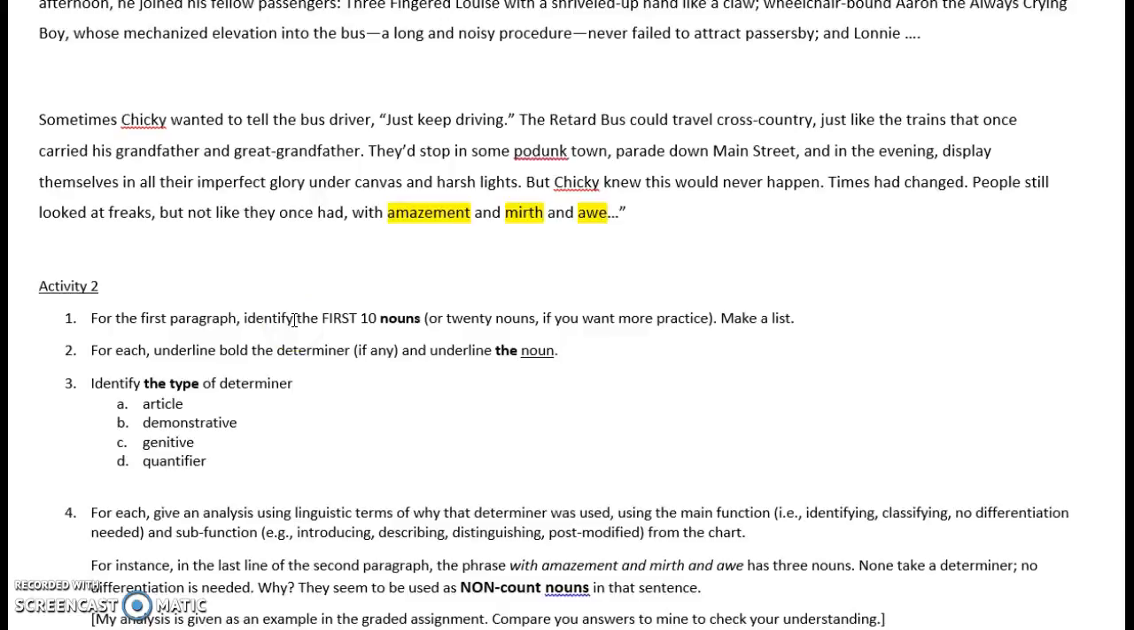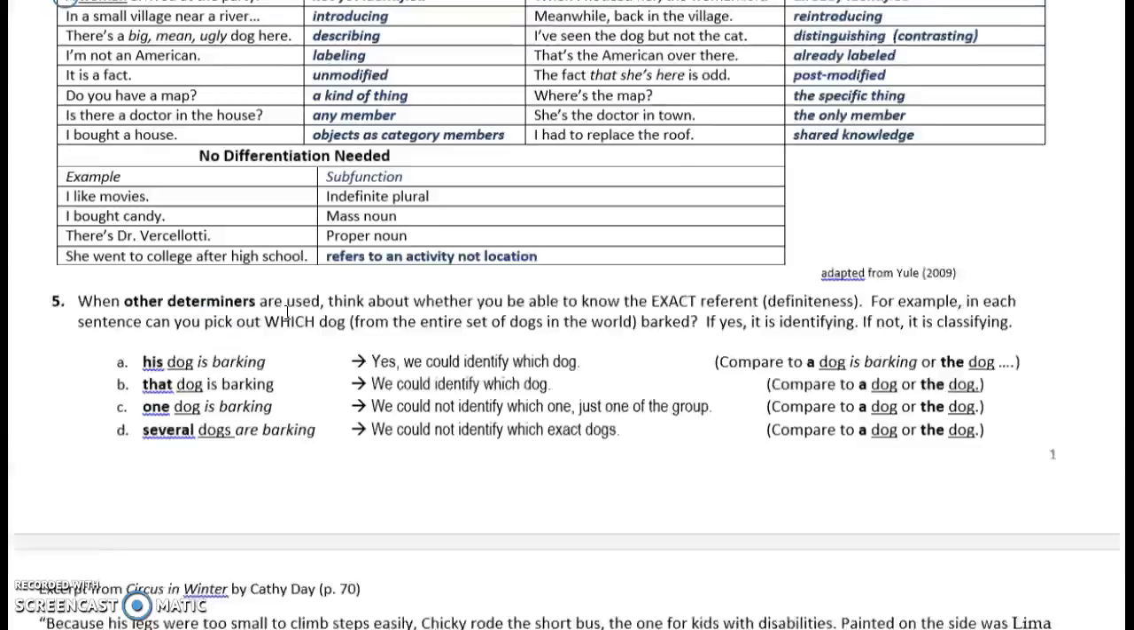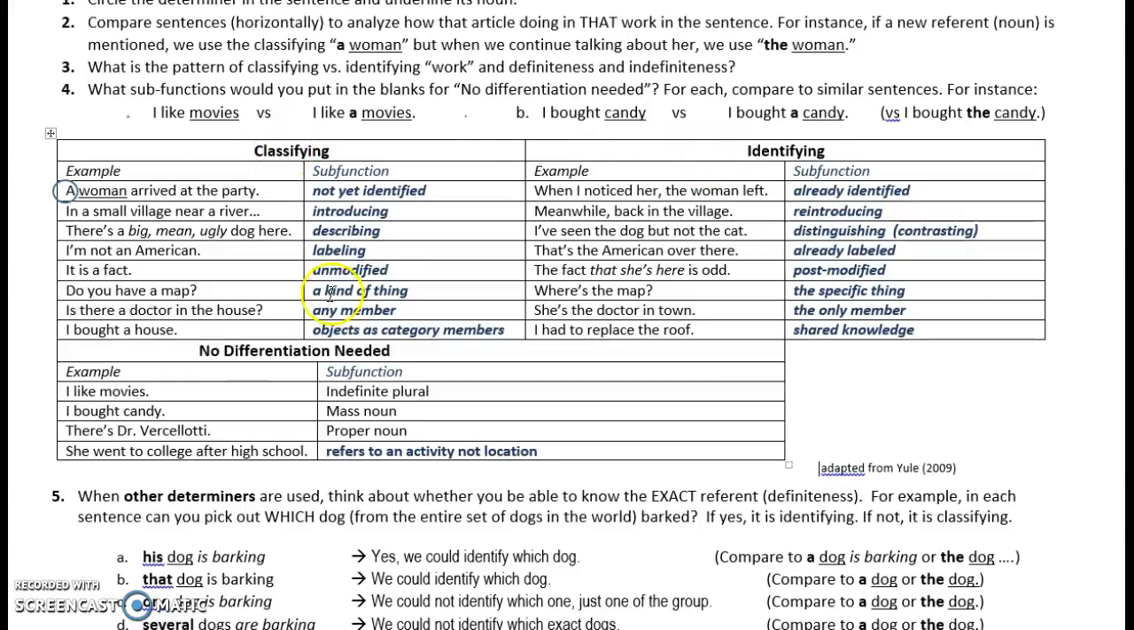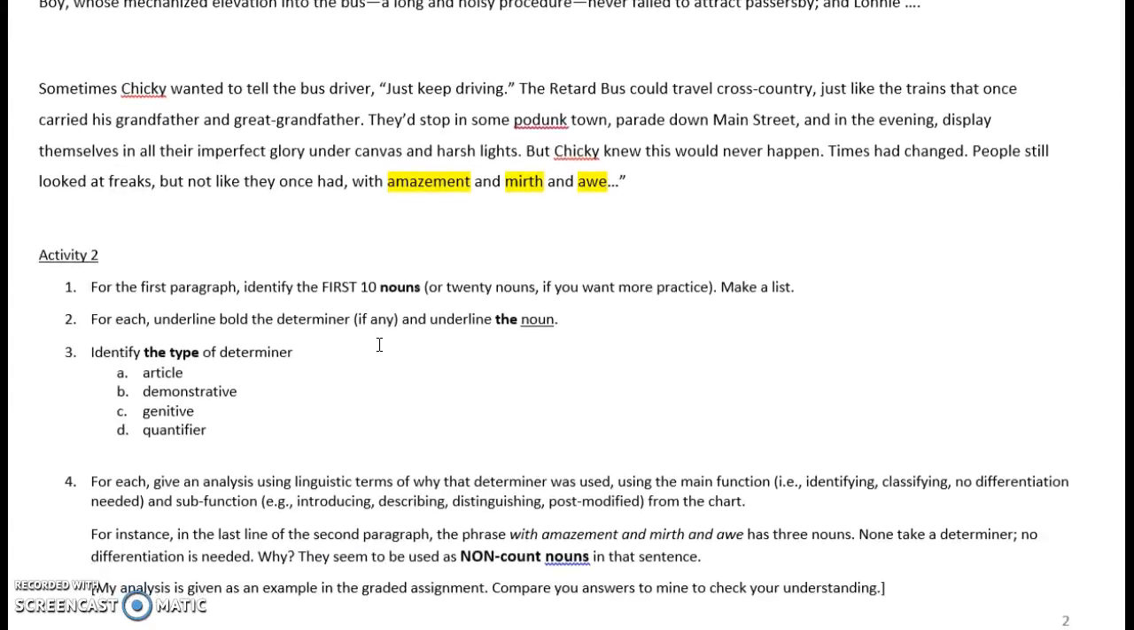identify which main function, classifying, identifying, no differentiating needed, and which subfunction most closely connects to that real language example. Analyze language in authentic use.